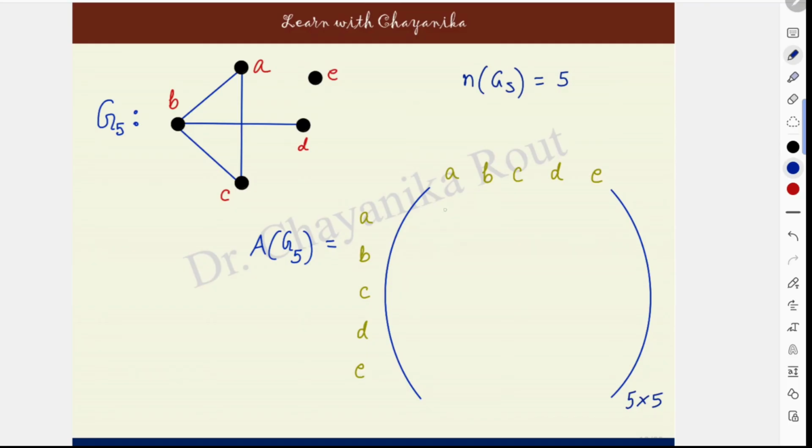Between A and A, no self loop at A. So, it is 0. Between A and B, one edge. A and C, one edge. Between A and D, 0. And between A and E, 0 edge. Immediately, I fill the first column.